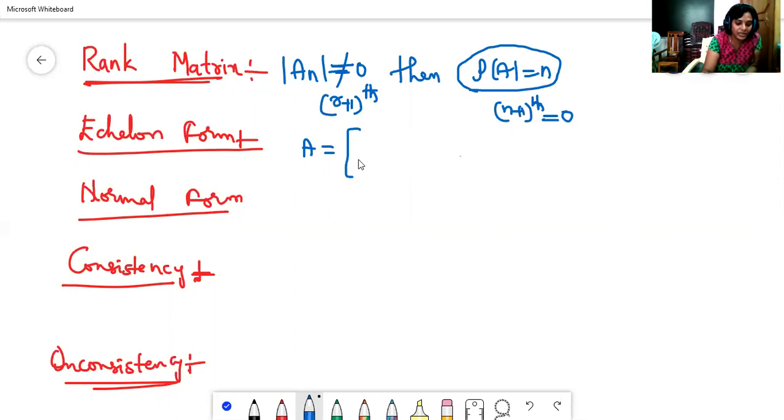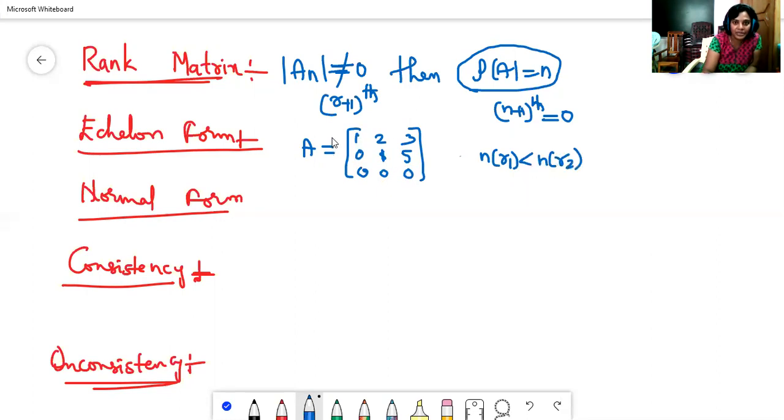And next, the first non-zero entry in each non-zero row is equal to 1. Here: 1, 2, 3; 0, 5, 1; 5, 0, 0, 0. If a 0 row is there like this, then we write it at the last, and each and every first entry should be 1. Next, the third condition is that the number of zeros in the first row is less than the number of zeros in the second row.